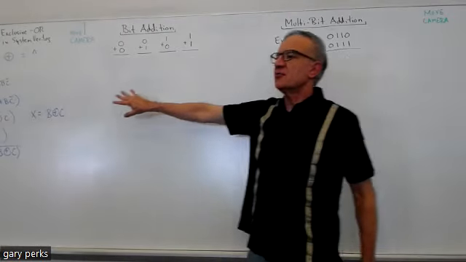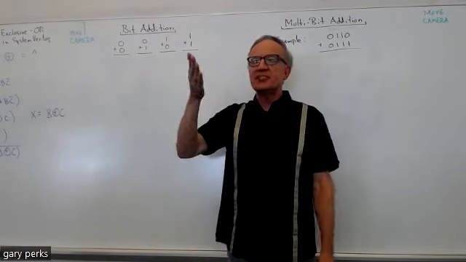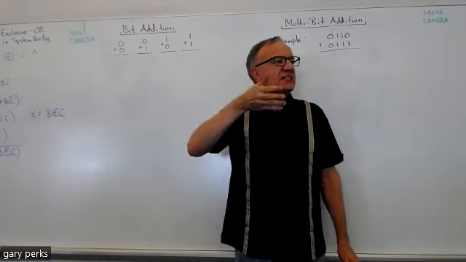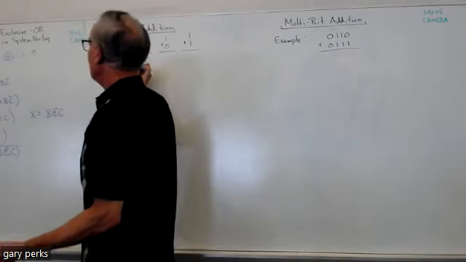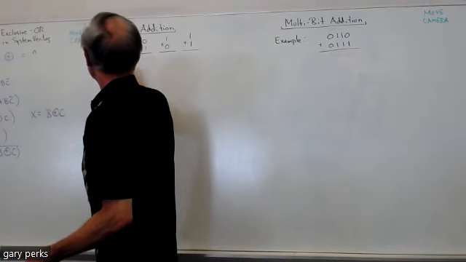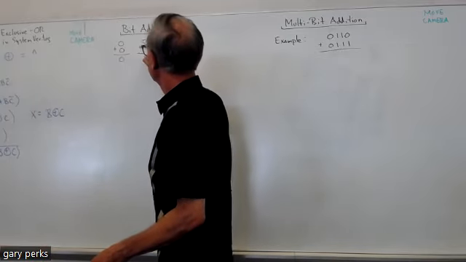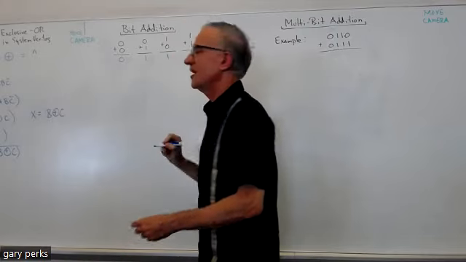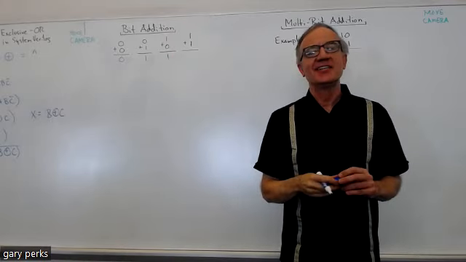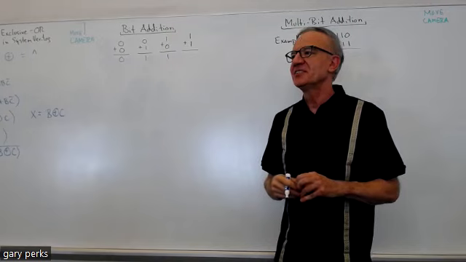Okay, so where we're going to start is bit addition, where we're just adding single bits. So 0 plus 0, 0. 0 plus 1, 1. 1 plus 0, 1. How about 1 plus 1? And how do you write 2 in binary? 1, 0.